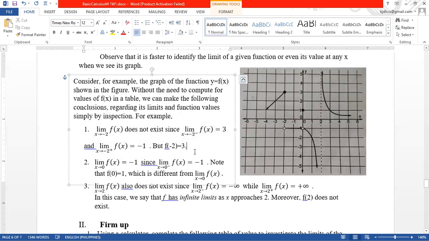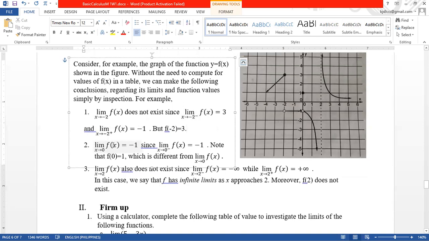So next, kani. The limit of f of x as x approaches to 0 is equal to negative 1. Unahon na nato ang from the left. So 0 from the left. Diri nga line, diretso ta, paingon ta sa 0. Naa siya sa negative 1.